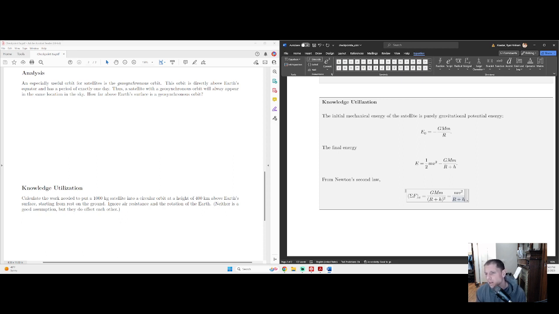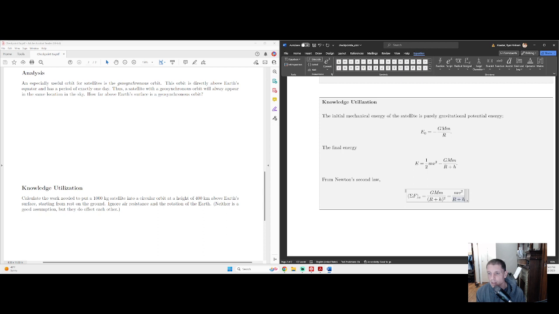And notice that this mv squared term is basically our kinetic energy. It's double our kinetic energy, because 1/2 mv squared is the kinetic energy. Double that is mv squared, which is what we see in the numerator here. So let's keep going with that.